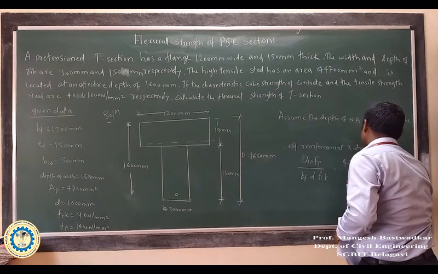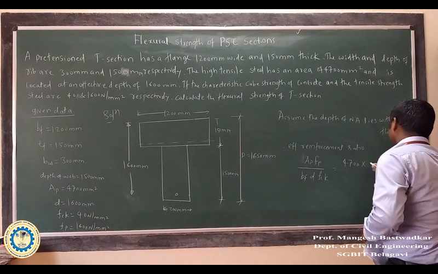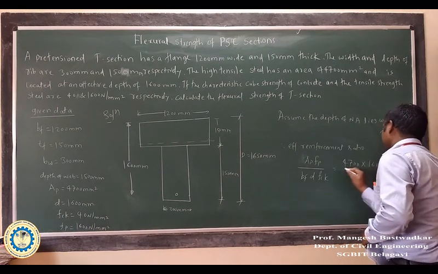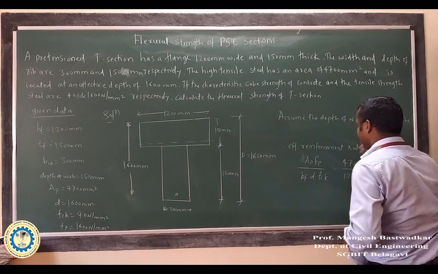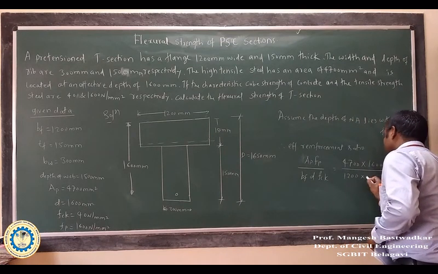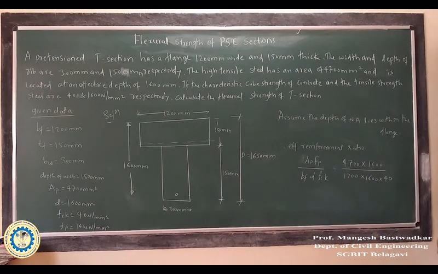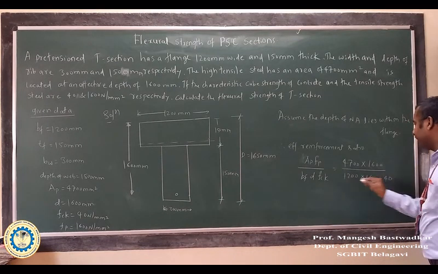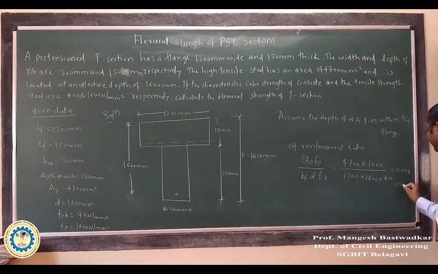Area of pre-stress steel is 4700. Then FP is 1600. Then width of the flange is 1200 mm. Then effective depth is 1600. Then 40 Newton per mm square is the grade of concrete. The value we will get is 0.098 something.